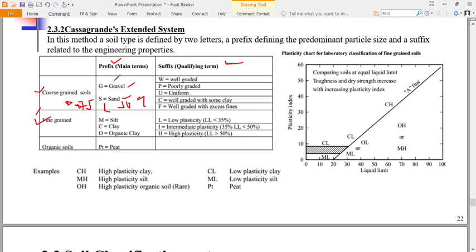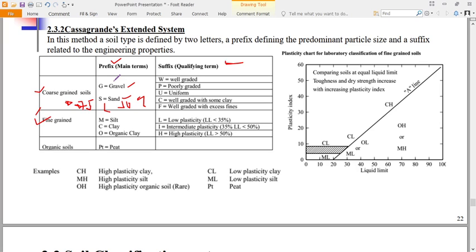Is that okay? So the suffix wasn't well determined. We have so many conditions here, say well graded with some clay, well graded with excessive fines. So this was not as clear. This was improved further in another system.